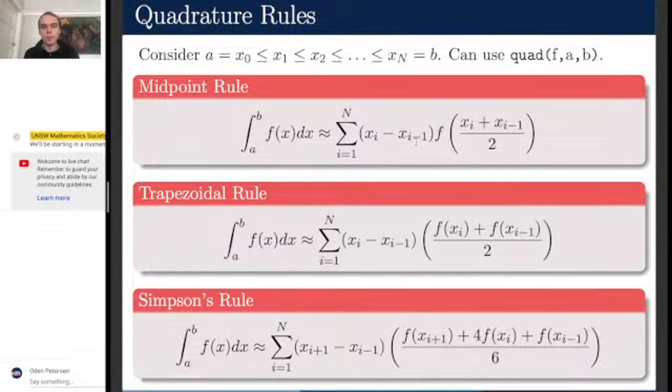We can be more efficient if we sample in a slightly different way. There are a few different choices for how to do this, but two that work well in practice are the trapezoidal rule and Simpson's rule. For the trapezoidal rule, rather than sampling at the midpoint of the interval, we sample at the ends of the interval, and we take the average of those two values.